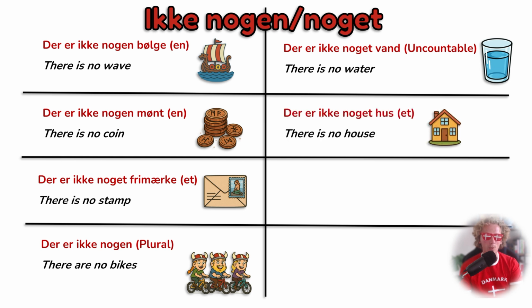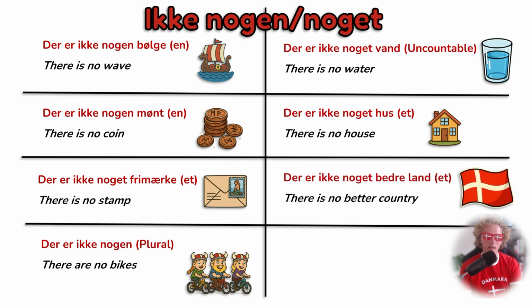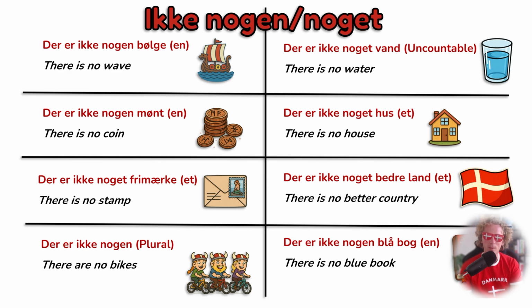Der er ikke noget hus. There is no house. Der er ikke noget bedre land. There is no better country. Der er ikke nogen blå bog. There is no blue book. Again, you can use intet, you can use ingen, you can use ikke nogen, ikke noget. This is exactly the same, interchangeably. Just whatever you feel more comfortable with, you can use.